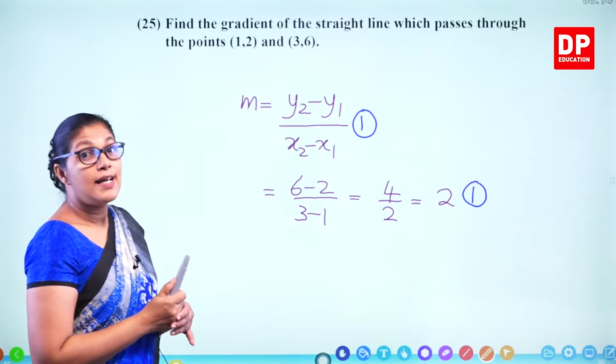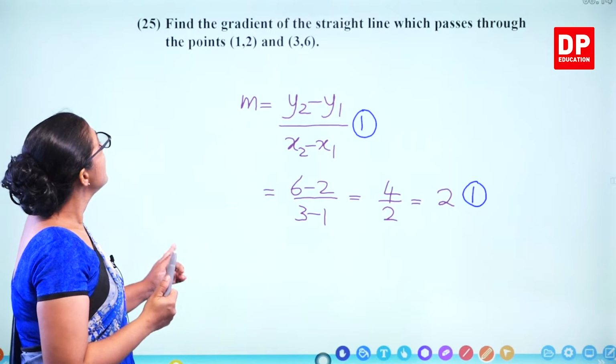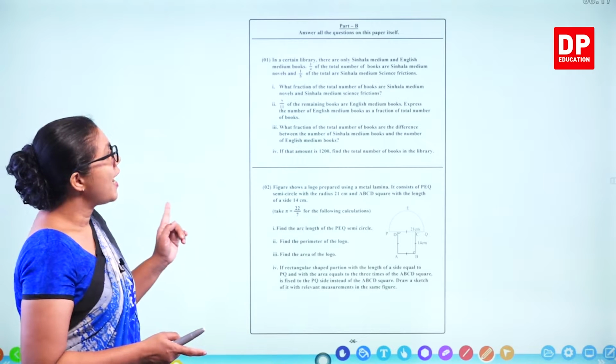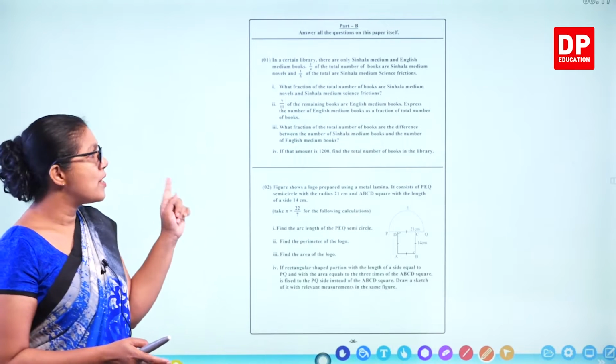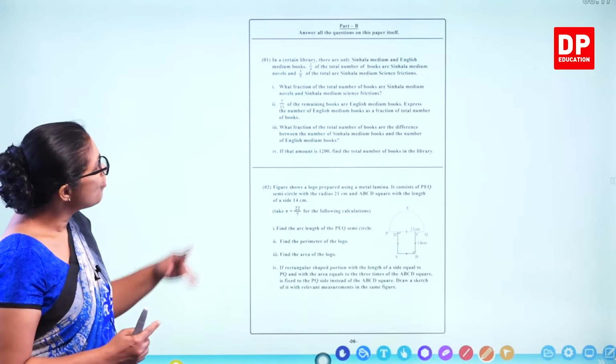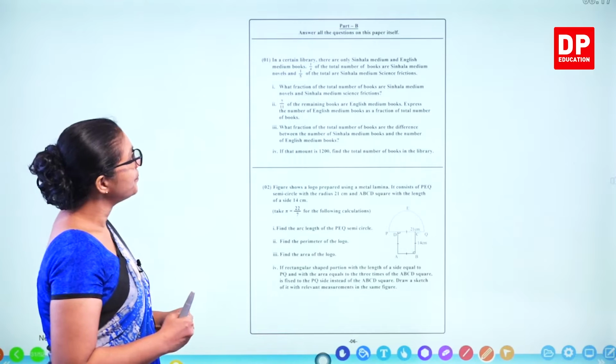So this is the last question in part A. Now we'll look at part B. In part B, you get 5 questions. You can spend 12 minutes per question and you get 10 marks for each question. So you can try 1 and 2.